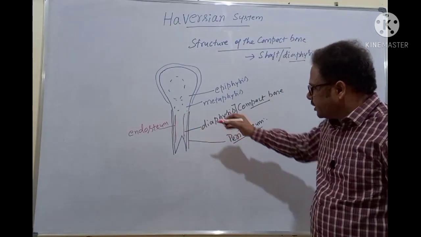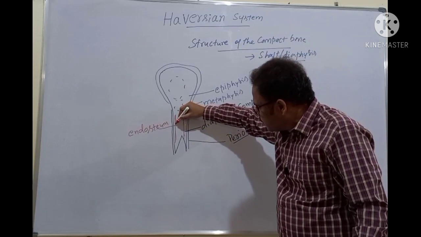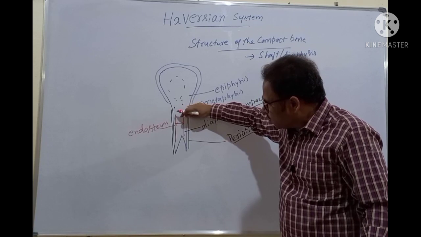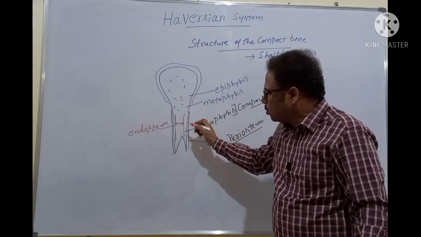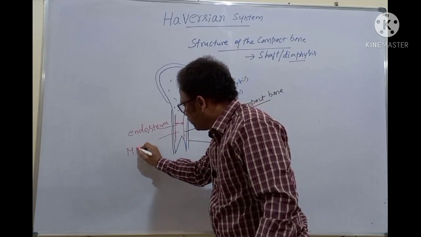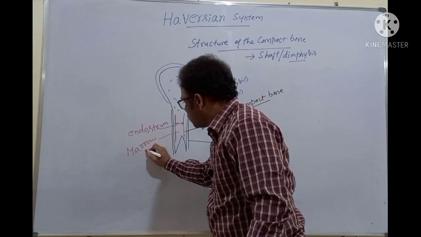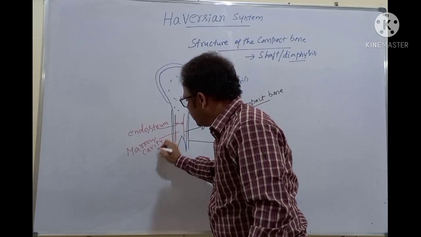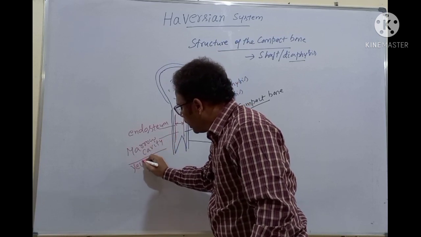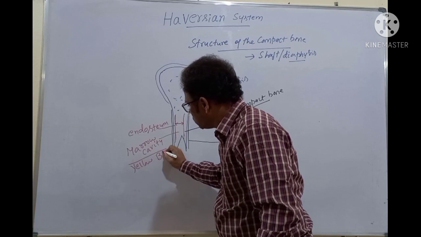So what is present inside this one? Here is a marrow cavity. What is this one called, the one with the arrow? This is called a marrow cavity. So I'm writing here marrow cavity. The marrow cavity is filled with the bone marrow. Which bone marrow? Yellow bone marrow.